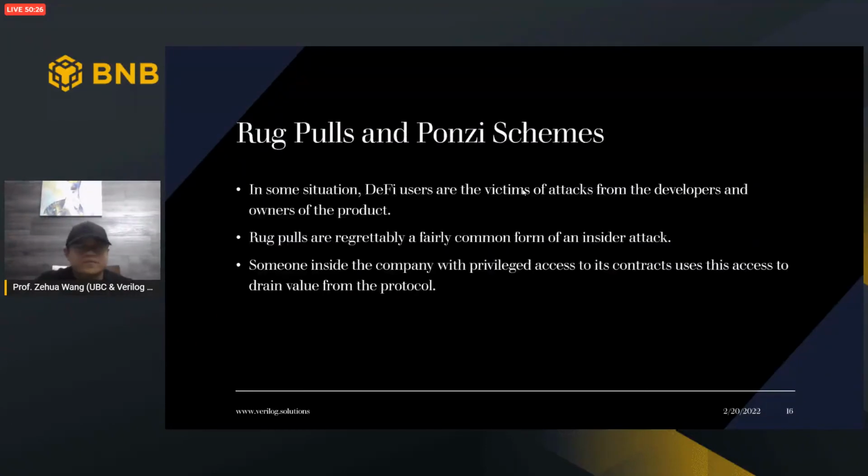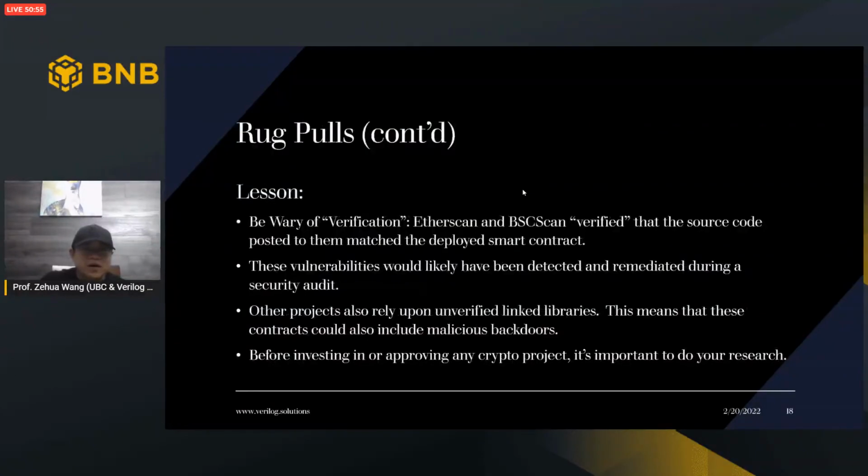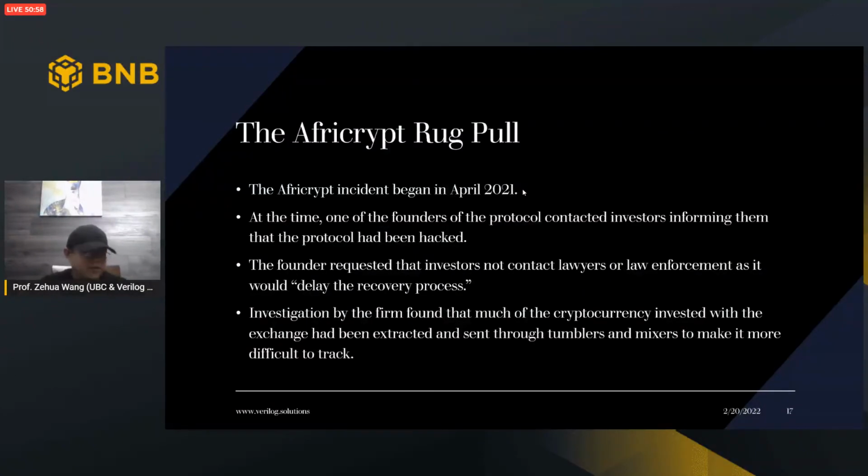And very last are rug pulls and Ponzi schemes. In some situations, DeFi users are the victims of hacks from the developers and owners of the protocol themselves. The rug pull is a regrettable and fairly common form of inside attack: someone inside a company with privileged access to its contract uses that access to drain value from the protocol. One example is Alpha Crypt, a rug pull.